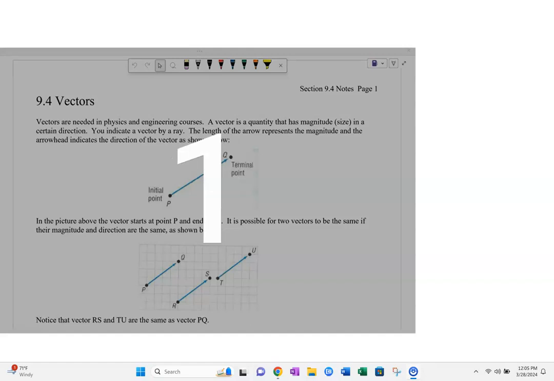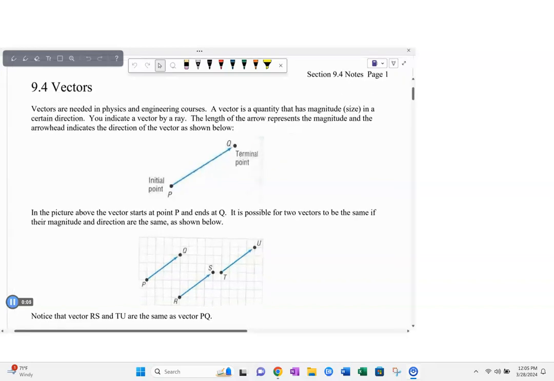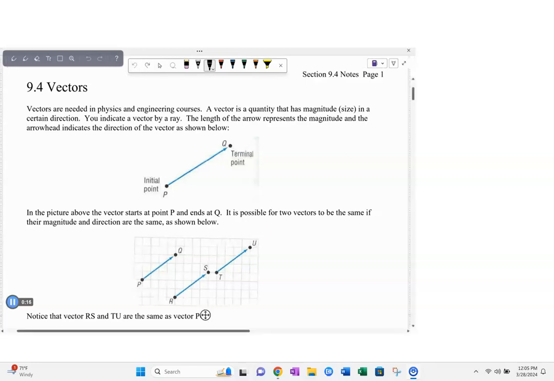Vectors, you guys. A lot of quantities in physics are represented by vectors, like the velocity of an aircraft. The length, how long the arrow is, shows how fast it is. If you speed up, you would lengthen the arrow. And the direction of the aircraft is represented by the direction of the arrow. So that would be like a velocity vector. A vector is a quantity that has both magnitude and direction.